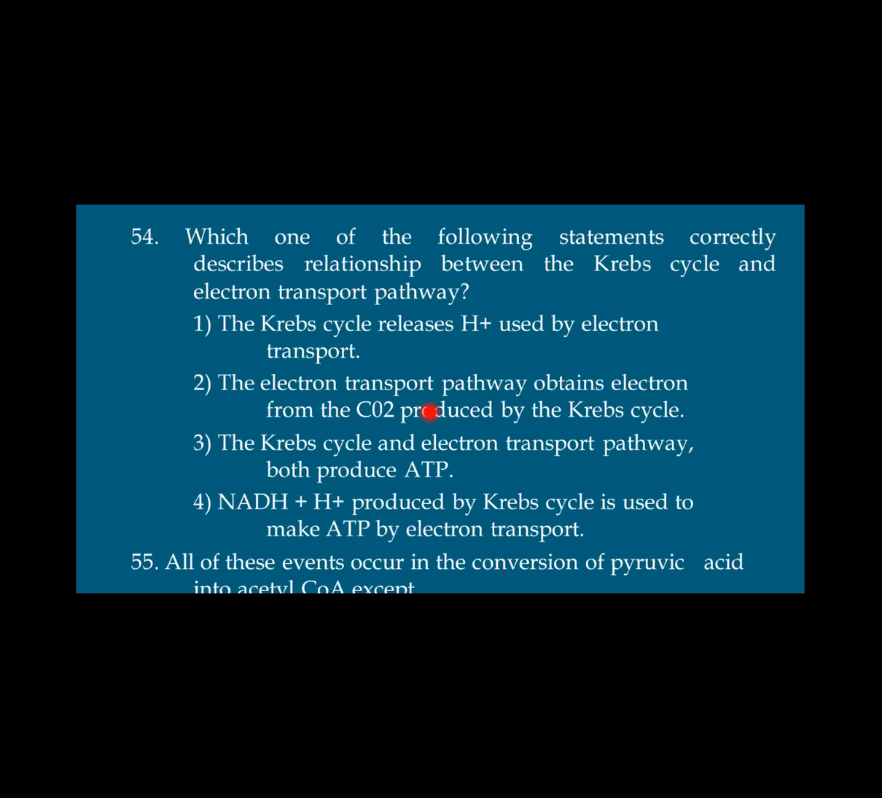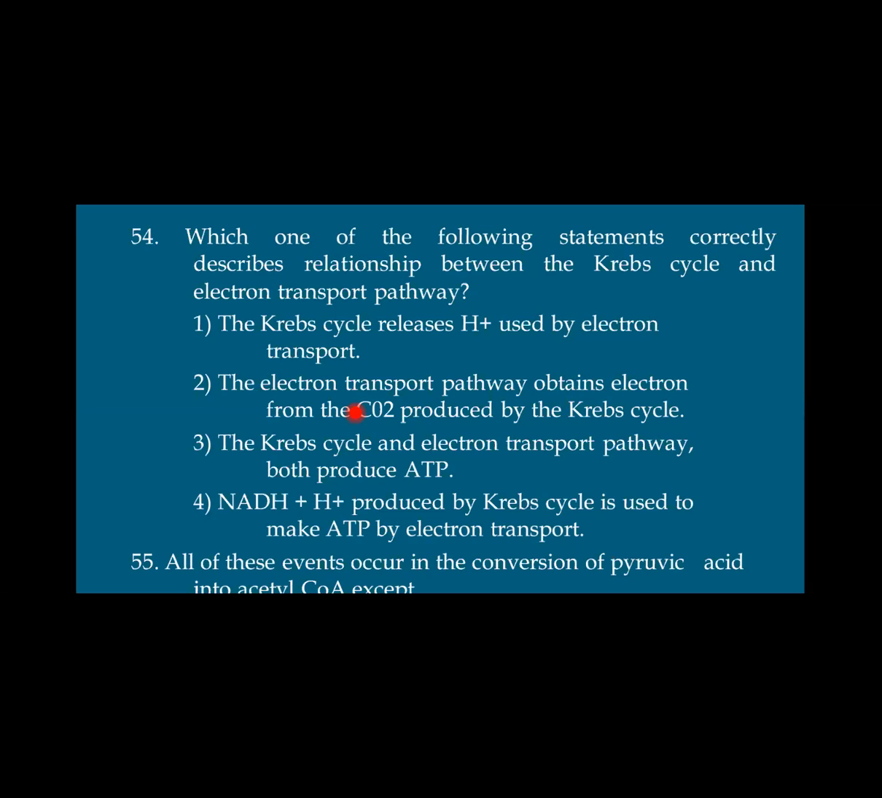Option 2, the electron transport pathway obtains electrons from the CO2 produced by the Krebs cycle. Totally wrong. CO2 which is produced during the Krebs cycle is liberated into the atmosphere. It is not donating any electrons for the electron transport pathway. Option 2 is totally wrong.